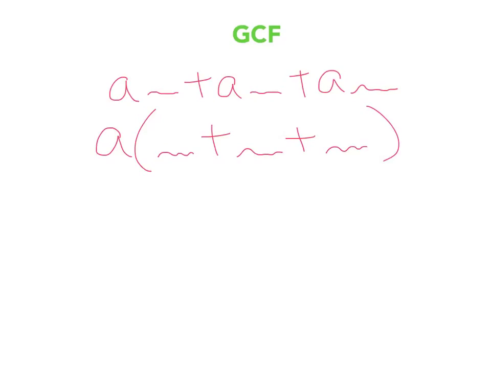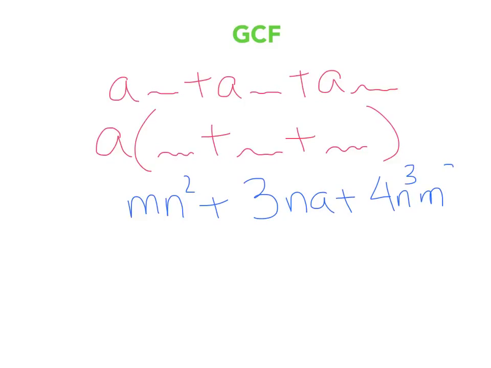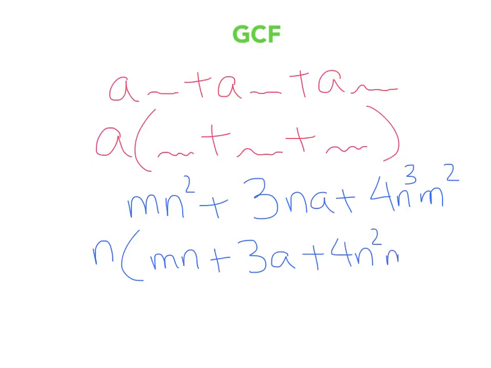We can make this more concrete by having actual terms. So let's say we have something like mn squared plus 3na plus 4n cubed times m squared. If we look at all three of these terms, we see that they all contain an n. This means that we can factor out the n, and what we're left with is n times (m n plus 3a plus 4n squared times m squared).